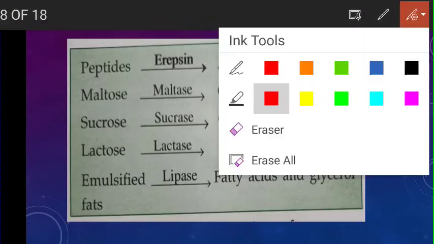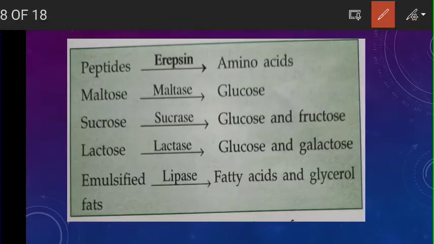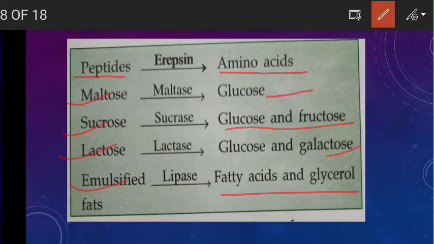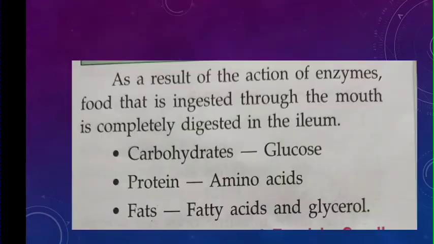So here you can see how this acts. Erepsin enzyme acts on what? Peptides and converts them into amino acids. Maltase acts on maltose and converts it into glucose. Sucrase acts on sucrose and converts it into glucose and fructose. Lactase acts on lactose and converts it into glucose and galactose. Lipase acts on emulsified fat and converts it into fatty acids and glycerol. Clear?